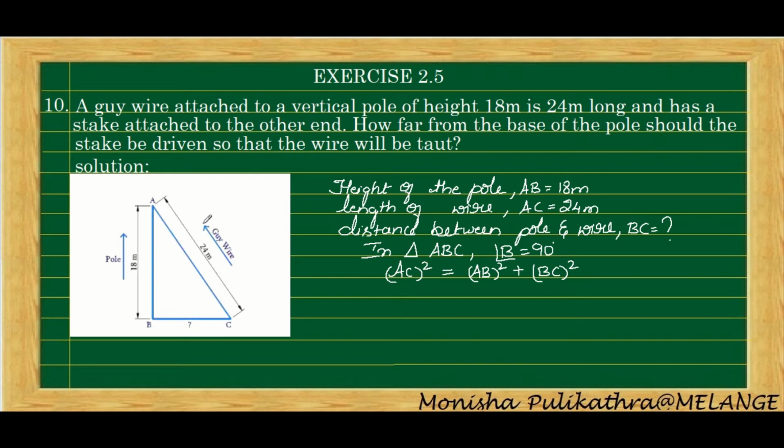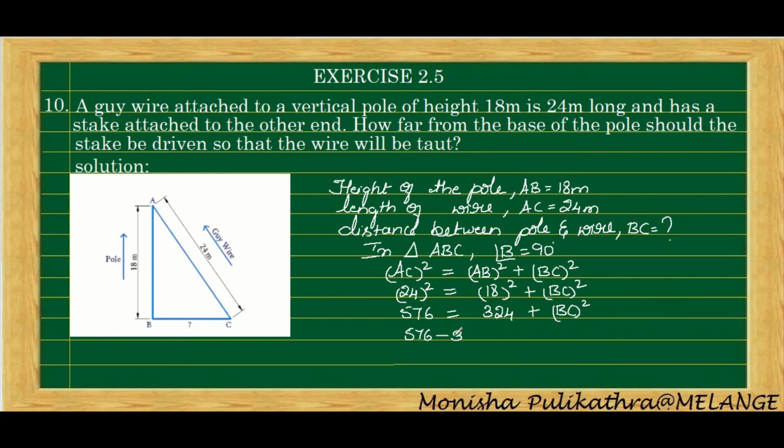So AC square, 24 whole square, is equal to AB, 18 whole square, plus BC square. So 24 square is 24 into 24, that is 576, is equal to 18 square, 18 into 18 is 324, plus BC square. You have to keep it in mind, you should know the square numbers from 1 to 25, at least up to 25 by heart, so that your calculation will become easier for you.